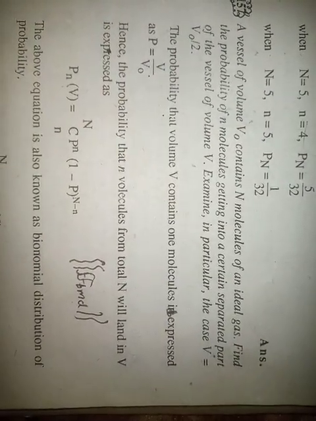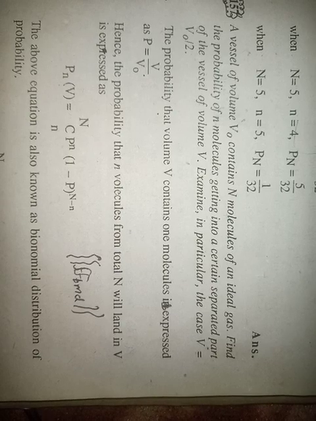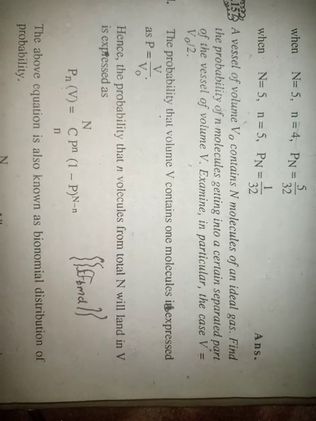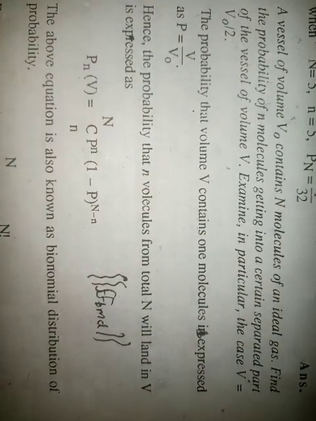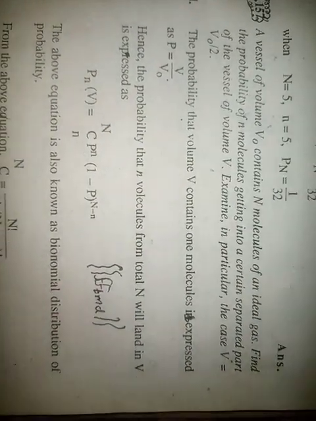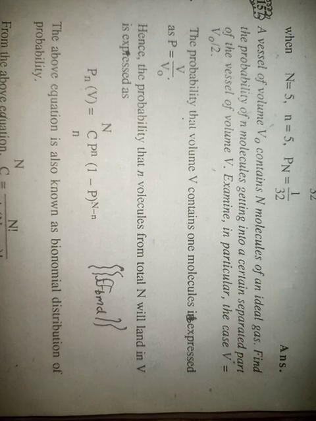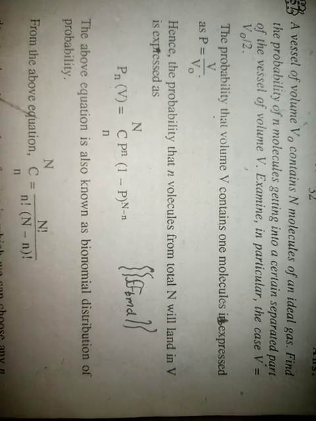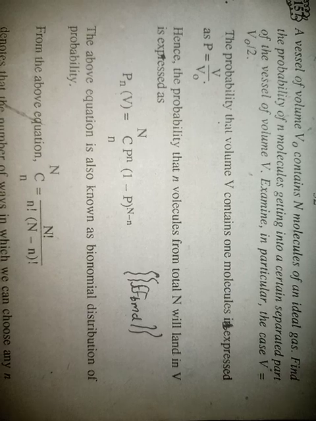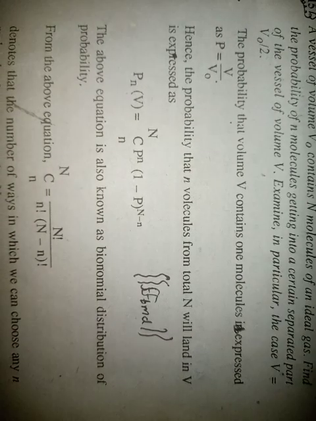A vessel of volume V0 contains N molecules of an ideal gas. Find the probability of n molecules getting into a certain separated part of the vessel of volume V. Examine in particular the case V equals V0 by 2. Solution. The probability that volume V contains 1 molecule is expressed as p equals V by V0.